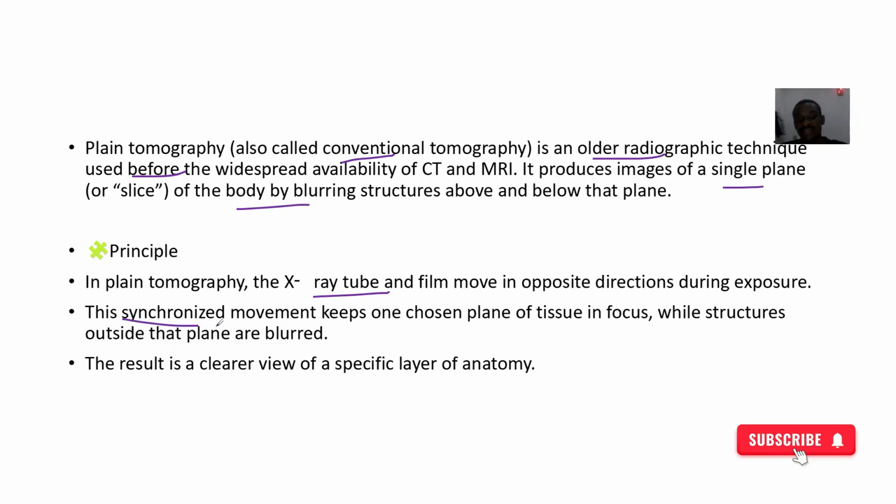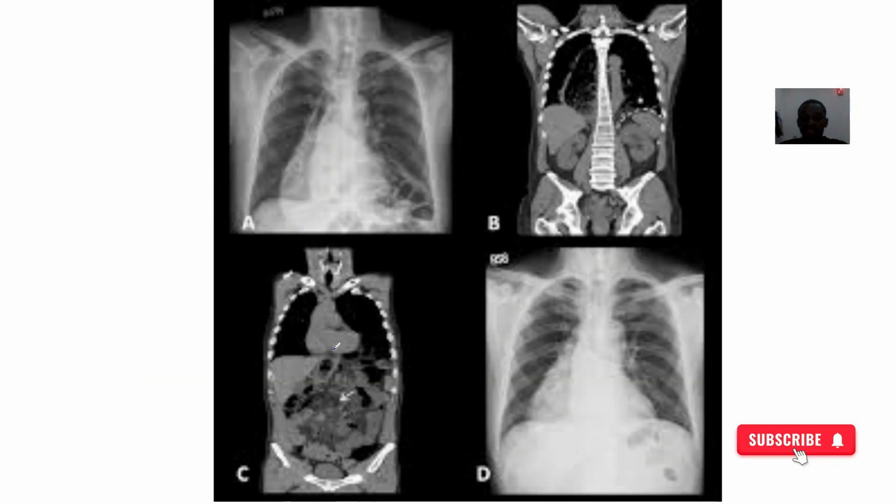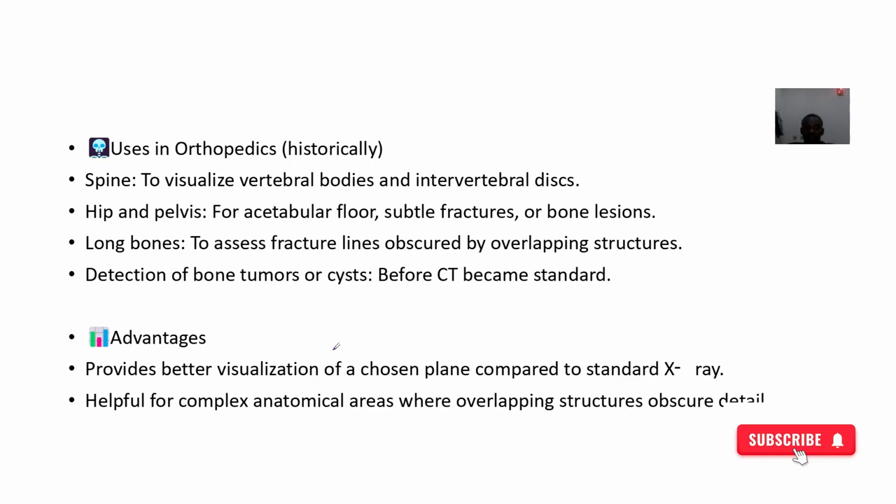This synchronized movement keeps one chosen plane of tissue in focus, while the other structures outside that plane are blurred. So the result is you have a clearer view of the specific part which you want to view. You get it? Uses in orthopedics: it can be used to visualize the spine, the hip and the pelvis, just to check for lesions.